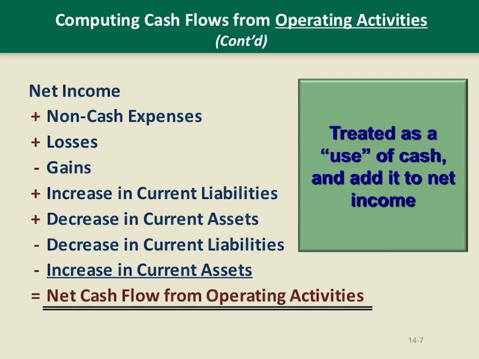Whenever dealing with the current liabilities, we're going to plus increase, minus decrease. Whenever we're dealing with current asset, we're going to plus decrease, minus increase. Okay, so this is how we actually prepare the operating activity sections of the statement cash flows.